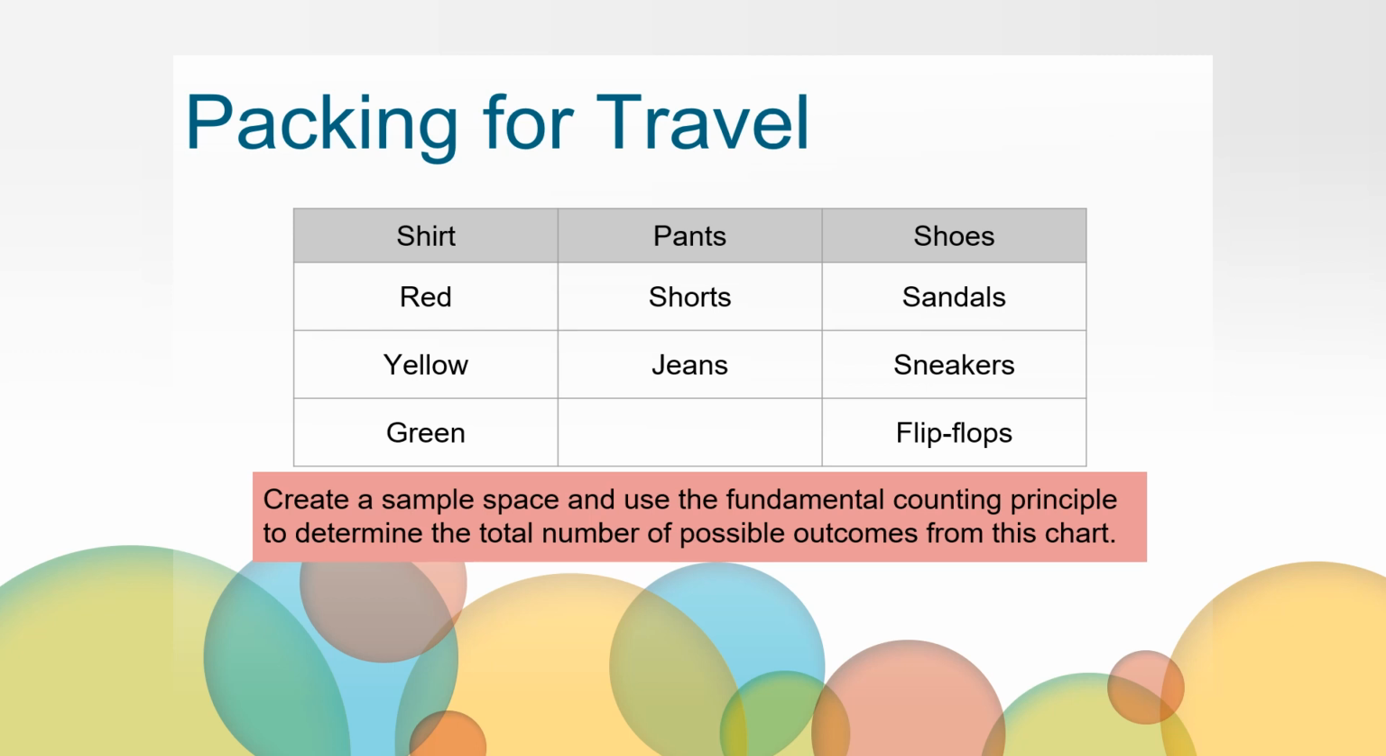Let's try a different scenario. I'm going on a trip and I don't want to bring a lot of clothes. I plan to bring 3 shirts, 2 pants, and 3 pairs of shoes. If I wear exactly 1 shirt, 1 pair of pants, and 1 pair of shoes as listed in this table, how many different combinations are possible? Create a list or a tree diagram from this chart and then check your work by using the fundamental counting principle to see if you arrive at the same number of possible outcomes. You'll have a couple of minutes again to create that sample space.